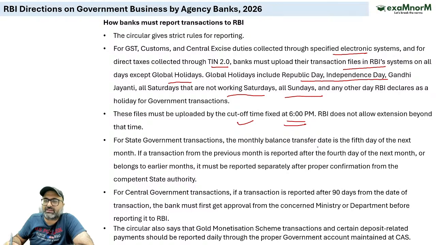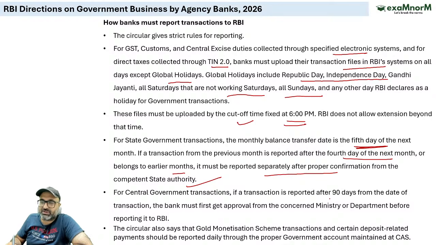For state government, the monthly balance transfer date is the 5th day of the next month. So whatever your monthly balance is, it will be transferred on the 5th day of the next month. If a transaction from the previous month is reported after the 4th day of the next month, or belongs to an earlier month, it must be reported separately after proper confirmation. So remember this. For central government transactions, if the transaction is reported after 90 days from the date of the transaction, the bank must first get approval from the concerned ministry before reporting to RBI, saying: brother, we are reporting this late today, so give us approval so that we can report it.